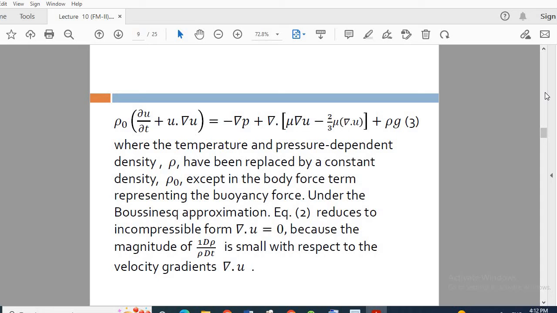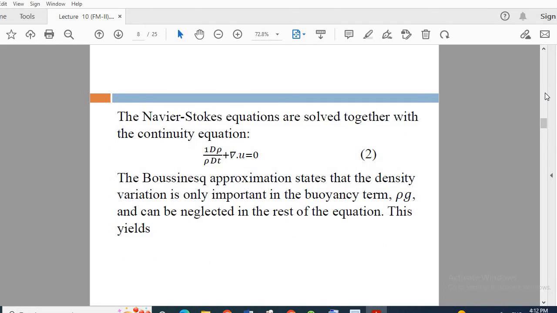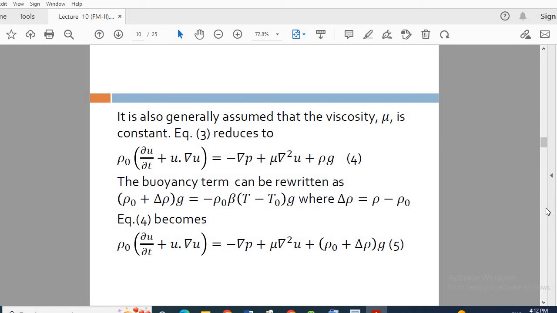Where the temperature and pressure dependence have been replaced by the constant density, rho naught, except for the body force, and all other terms are for incompressible flow, and the term 1 over rho d rho by dt is small with respect to the velocity divergence. The Navier-Stokes equations are solved together with that form of the continuity equation. It is also generally assumed that the viscosity mu is constant.